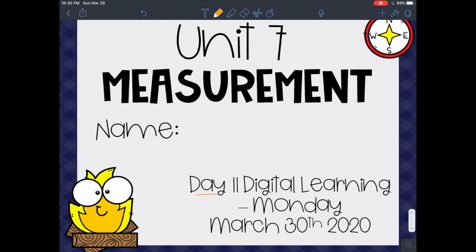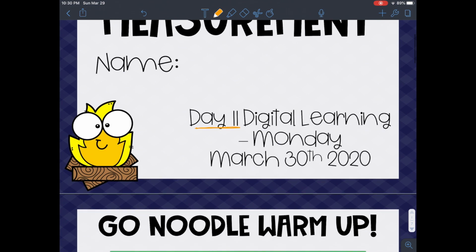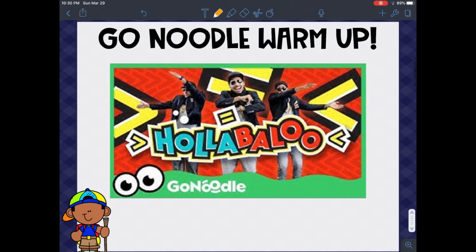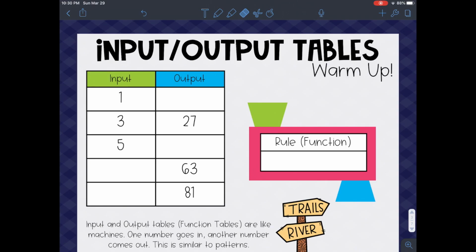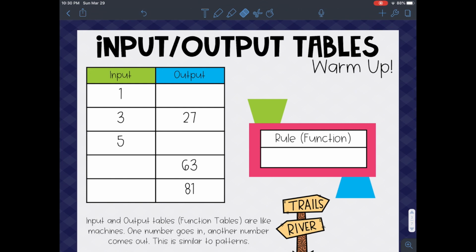We're going to continue in reviewing measurement. Before we get started, I want you to pause the video and do the Go Needle that I've linked into your Google Slides. Now I want you to do the math warm-up of the input-output tables from last week.